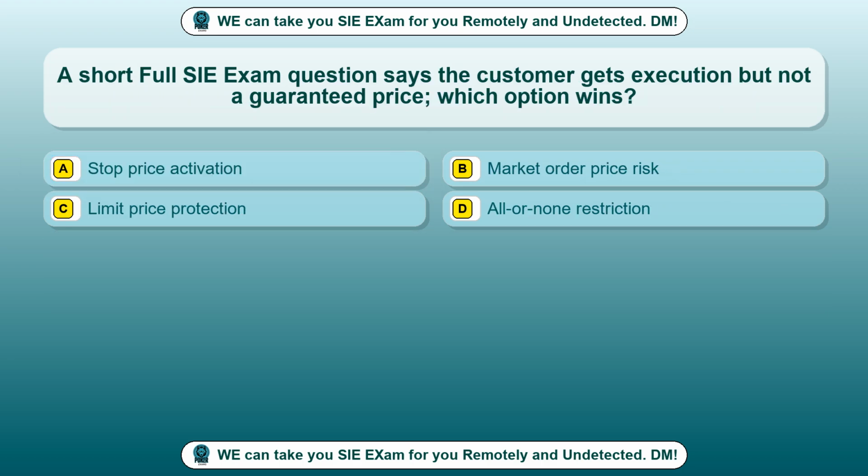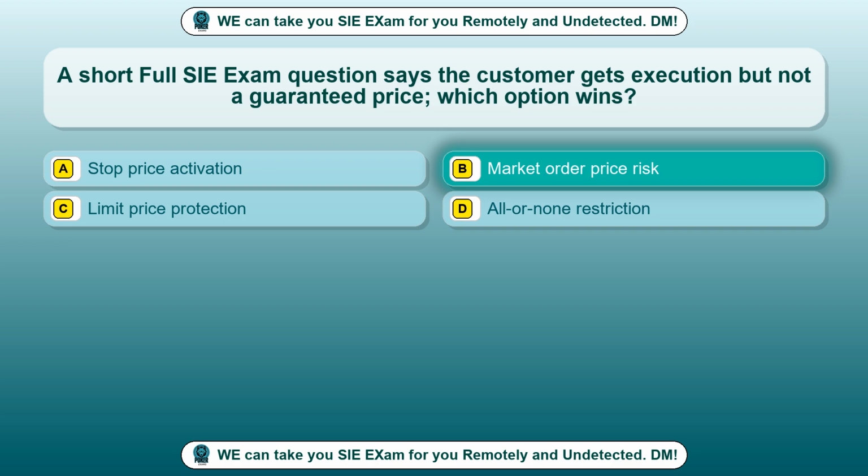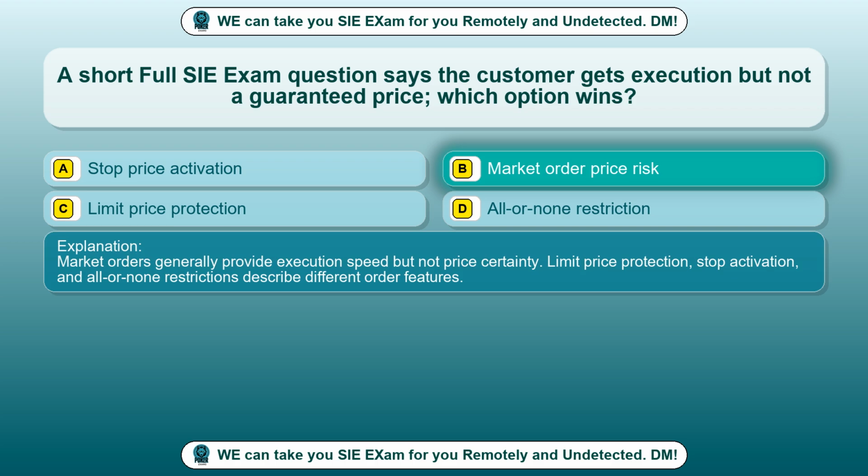Question 85. A short full SIE exam question says the customer gets execution but not a guaranteed price. Which option wins? Option A, stop price activation. Option B, market order price risk. Option C, limit price protection. Option D, all or none restriction. The correct answer is option B, market order price risk. Market orders generally provide execution speed but not price certainty. Limit price protection, stop activation, and all or none restrictions describe different order features.